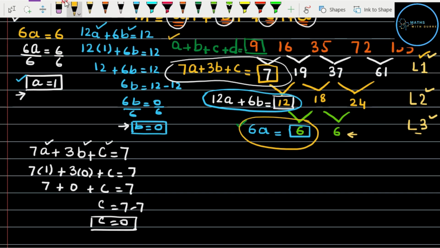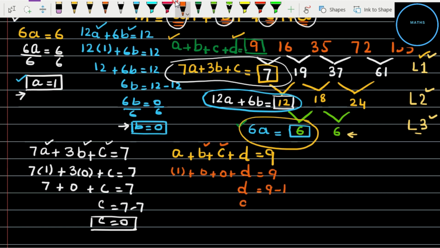What about the last step? Because d is still left to find. So I will write a plus b plus c plus d is equal to 9. As I know, a is 1. As I know, b and c both are 0. And I will keep d as it is because I need to calculate it. d is 9 minus 1. d is 8.